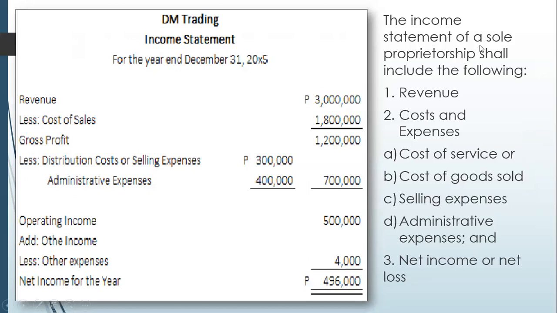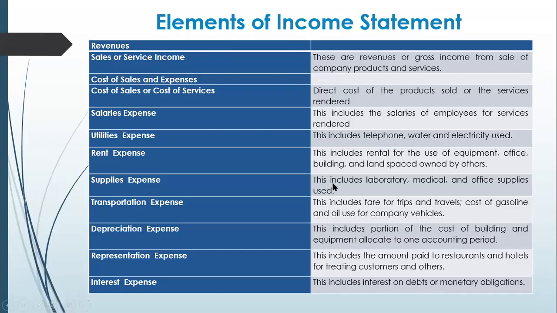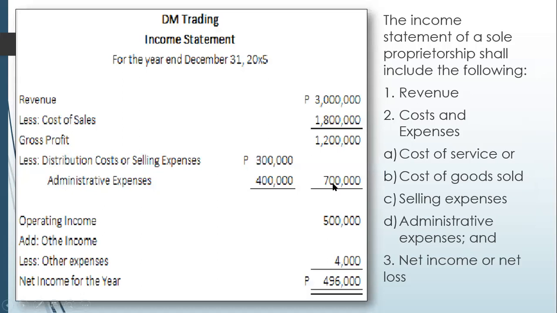So, the income statement of a sole proprietorship shall include the following. Itong example nito is for sole proprietor. Okay? So, ibig sabihin, isa lang yung may-ari ng business. Okay? So, naka-indicate yung revenue. Okay? Dito magpo-flow yung ating computation. Okay? Then, cost and expenses.